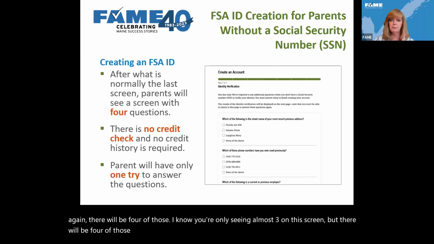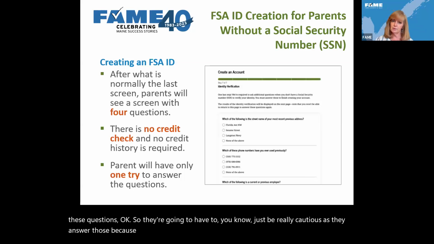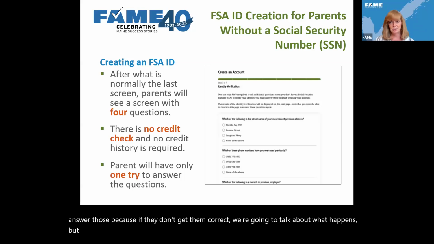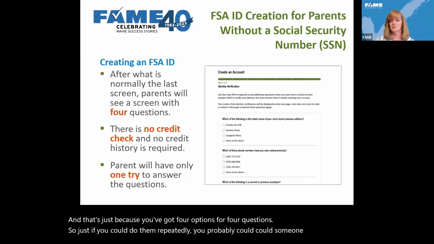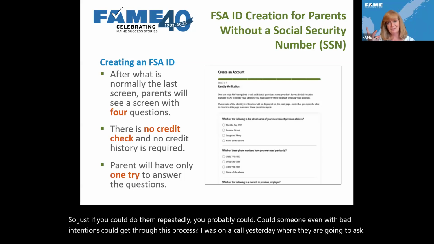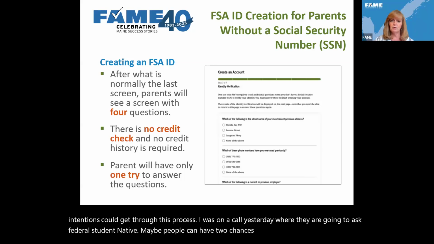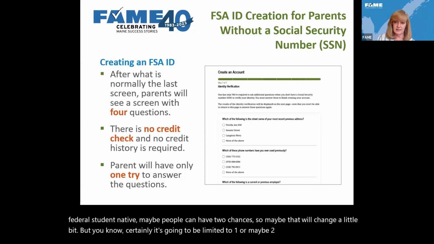Now, here's the thing. People are only going to have one chance to answer these questions. So they're going to have to be really cautious as they answer those, because if they don't get them correct, we're going to talk about what happens. But it's not like the challenge questions where you get a couple of tries. That's because you've got 4 options for 4 questions, and if you could do them repeatedly, someone even with bad intentions could probably get through this process. I was on a call yesterday where they are going to ask federal student aid if maybe people can have 2 chances. So maybe that will change a little bit, but certainly it's going to be limited to 1 or maybe 2, it sounds like, where things stand now.